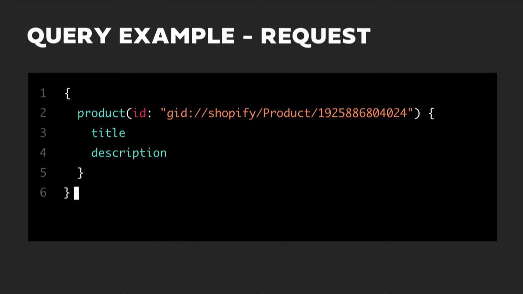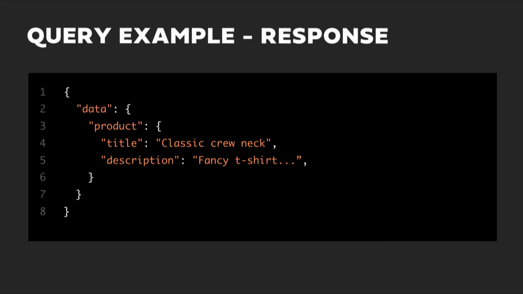This is an example of a query taken from our documentation. As you can see, it queries for a specific product by its ID, and it extracts two fields, title and description. And this is the corresponding response with the requested fields and related values.